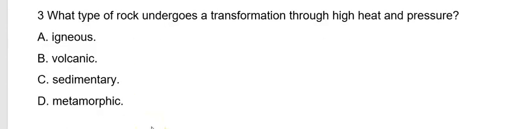Number three, what type of rock undergoes a transformation through high heat and pressure? Now, the word transformation is a fancy word for change. You've heard of transformers before. Well, transformation means to go through a change. What type of rock undergoes a transformation because of high heat and pressure? It's been squeezed and heated. What type of rock is that? Is that an A, igneous rock, B, volcanic rock, C, sedimentary rock, or D, metamorphic rock?